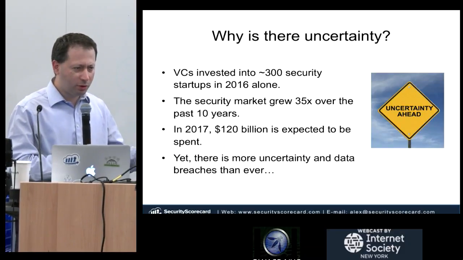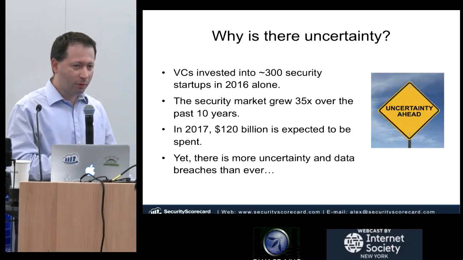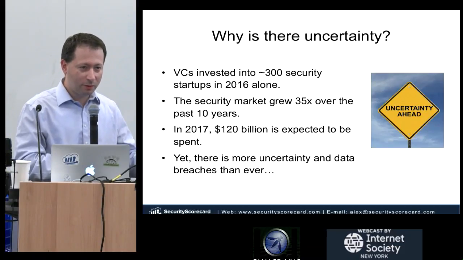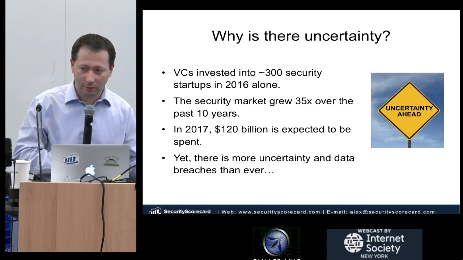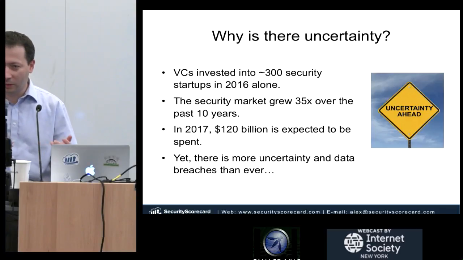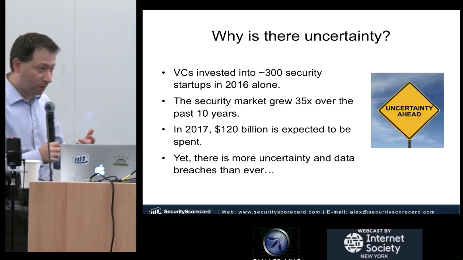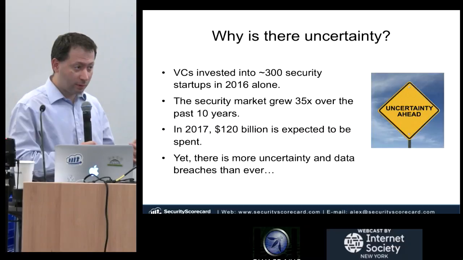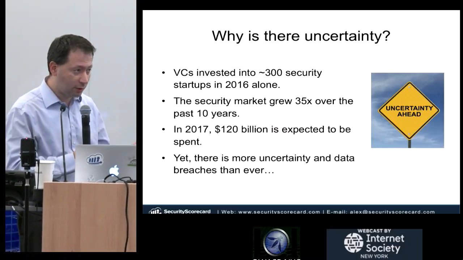So why is there so much uncertainty? We're spending more money. We're talking more about the topic. There are more vendors claiming to have a panacea for this problem, but at the same time, we're not winning, we're losing. So what I want to talk about in this talk is some of the reasons. What are some of the reasons for the uncertainty that we have?